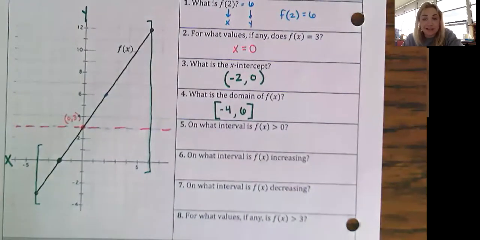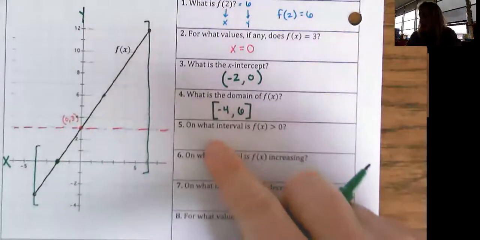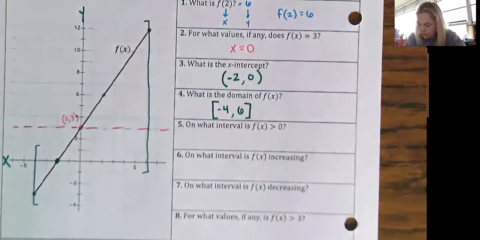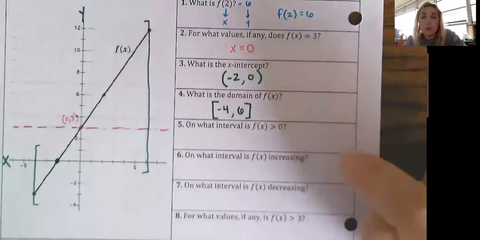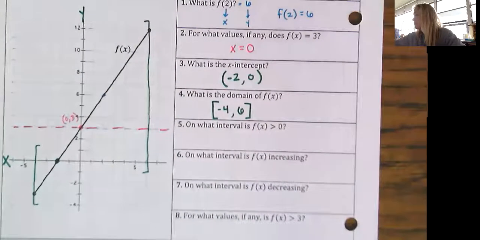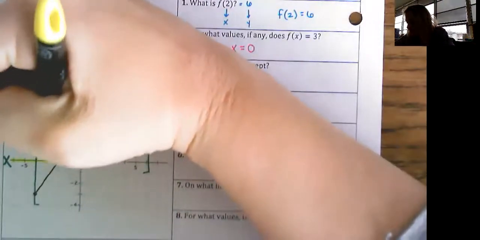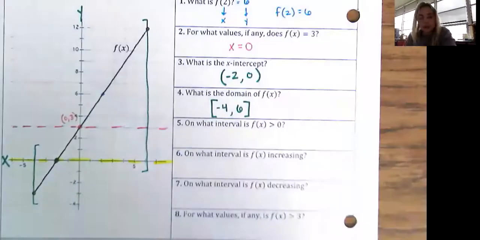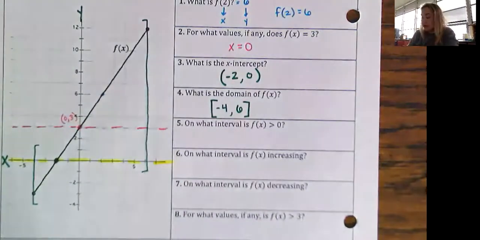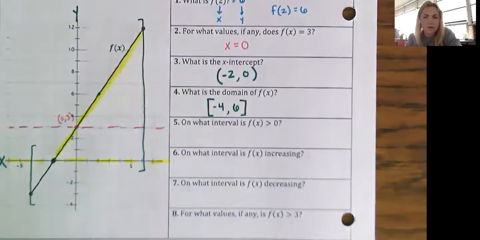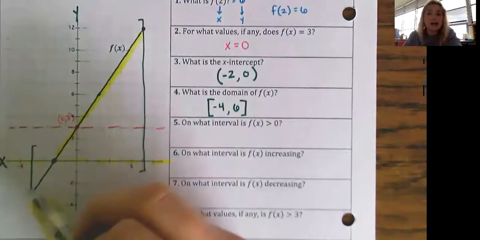Okay, let's look at another one. Let's look at where it says, on what interval is f of x bigger than 0? We haven't seen a lot of them where they have less than, greater than stuff. So greater than 0, where is the graph greater than 0? So I'm looking at this graph and I can see that x equals 0 is this line right here. So it's saying, when is the graph bigger than 0? Well, everything above that line is bigger than 0. But I wouldn't say that the entire graph is above the line.